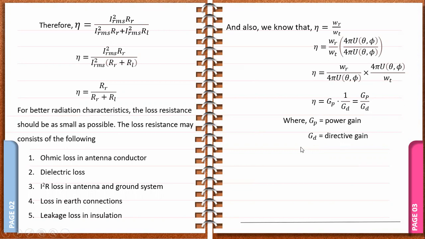So this is how the antenna efficiency is related to the resistances as well as the gains of the system. If you look here, the efficiency is related to the radiation resistance and the loss resistance, and the efficiency of the antenna is also related to the power gain and directive gain.